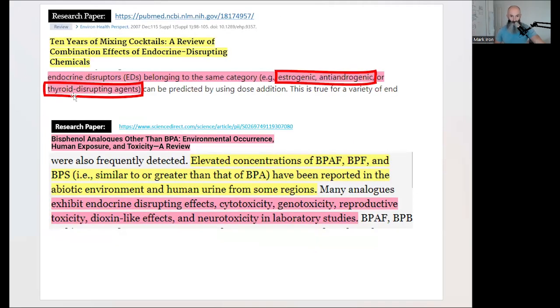So that's enough about the blood sugar and AGEs, but a special mention goes to these chemicals. They're thyroid disrupting, but they're also estrogenic and anti-androgenic, which means they crush testosterone and testosterone receptors. And they're cytotoxic, genotoxic, with reproductive toxicity and neurotoxicity. That's a hell of a lot of toxicity.